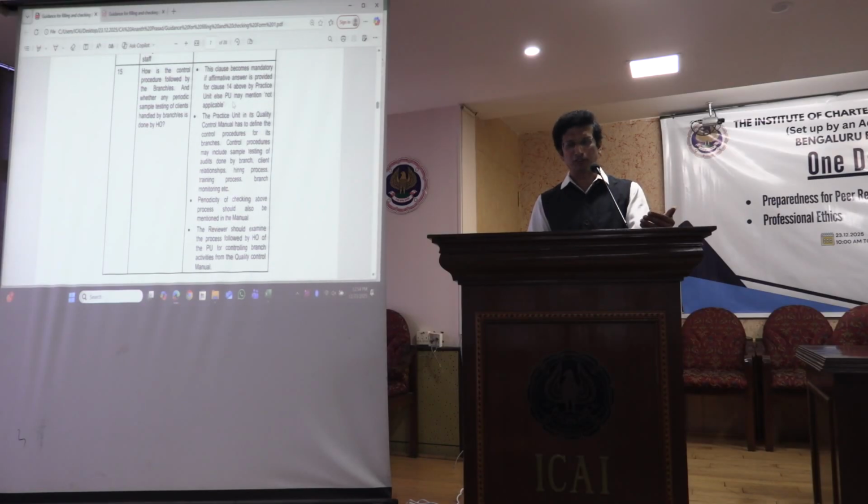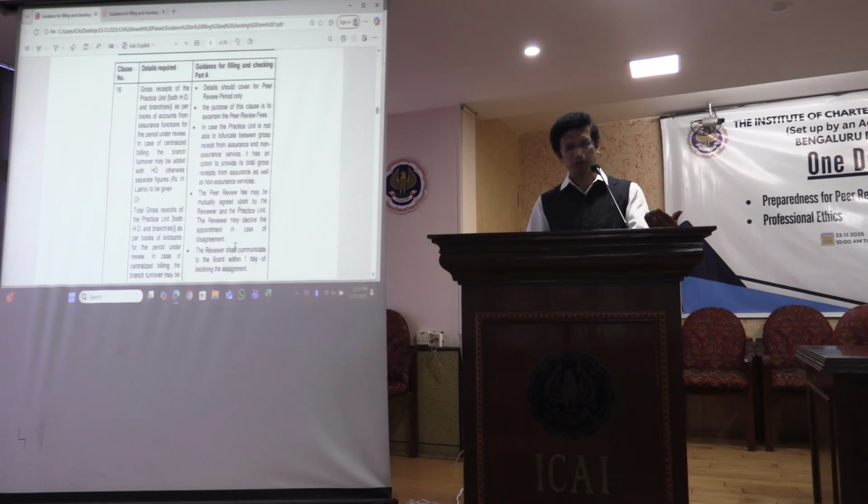Again here it defines: it becomes mandatory if the answer is provided for the class above by practice. You may mention the order. The practice unit in its quality control has to define the control procedure. See, this is guidance already given for branches. Periodicity of checking above, the reviewer should examine, that's on the reviewer. The reviewer should examine the process followed by HO. So the first part is for the PU, the second part is for the reviewer.